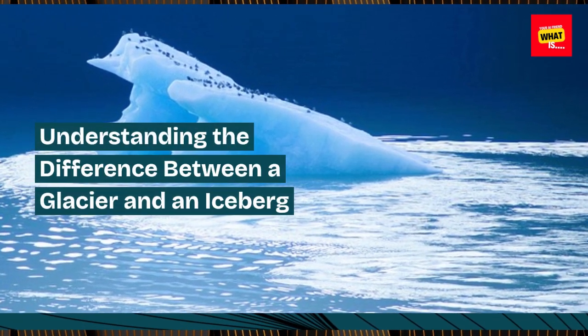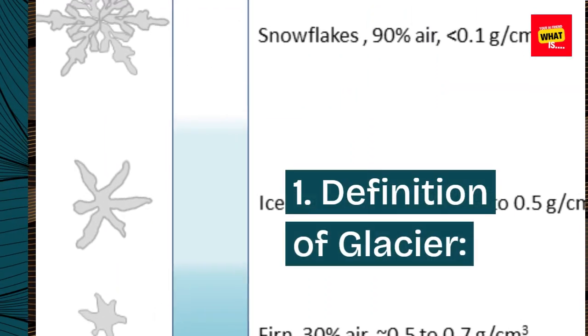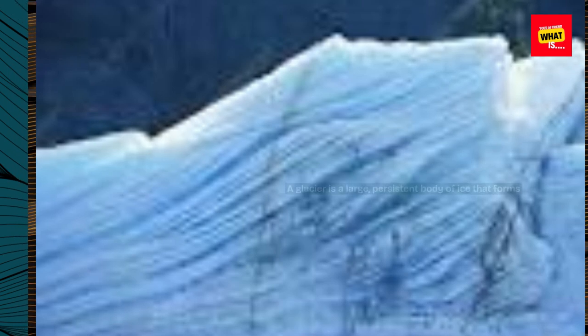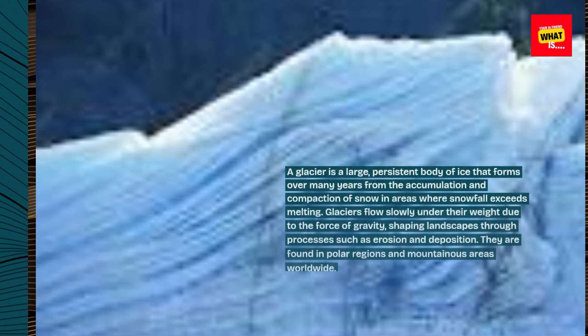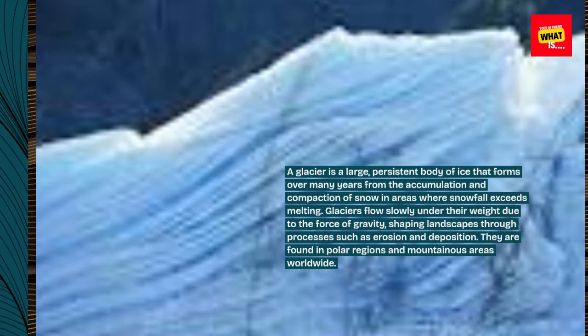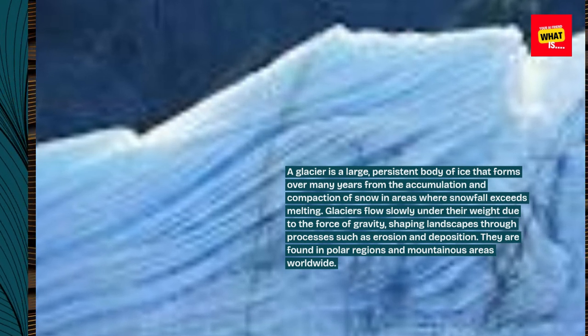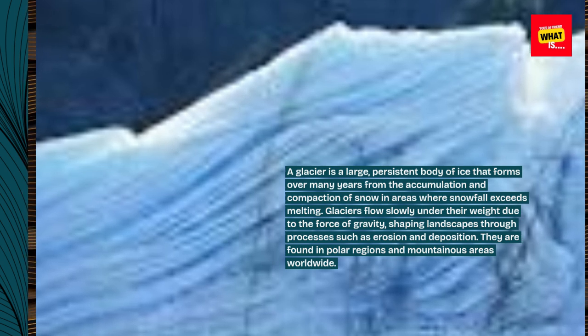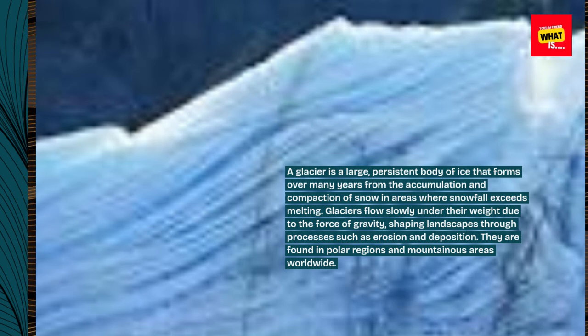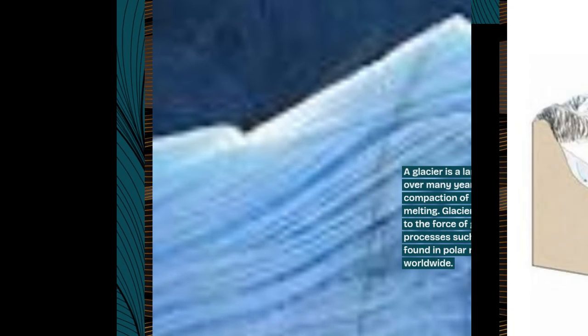Understanding the difference between a glacier and an iceberg. 1. Definition of glacier. A glacier is a large, persistent body of ice that forms over many years from the accumulation and compaction of snow in areas where snowfall exceeds melting. Glaciers flow slowly under their weight due to the force of gravity, shaping landscapes through processes such as erosion and deposition. They are found in polar regions and mountainous areas worldwide.